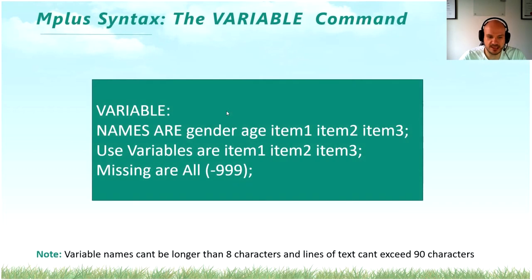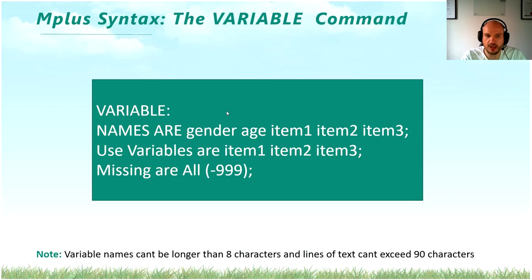The next part is our variable command. Really important that any variable that you label needs to be a maximum of 8 characters. Otherwise Mplus doesn't read it. It will chop it off, because you'll see when you get to the outputs, it has a very set character width. So 8, and also important that any line in Mplus cannot exceed 90 characters. But don't worry, it shows you in the corner how many characters you have used.